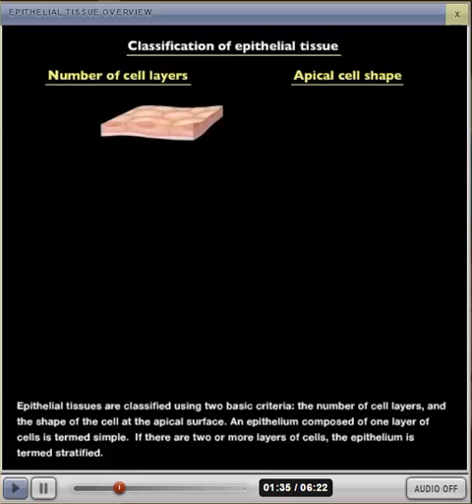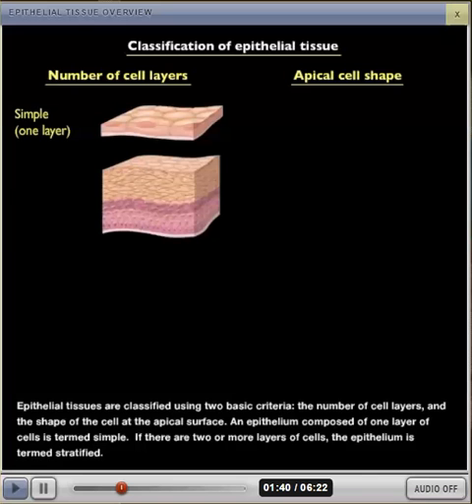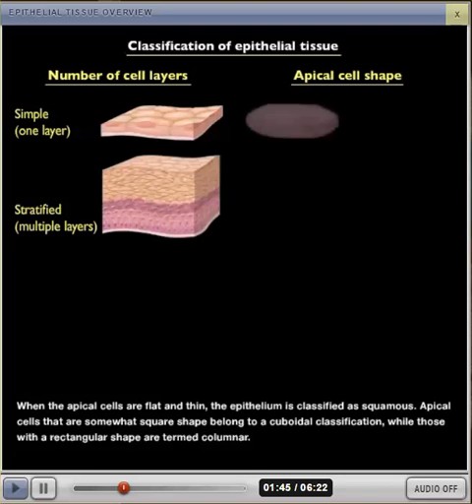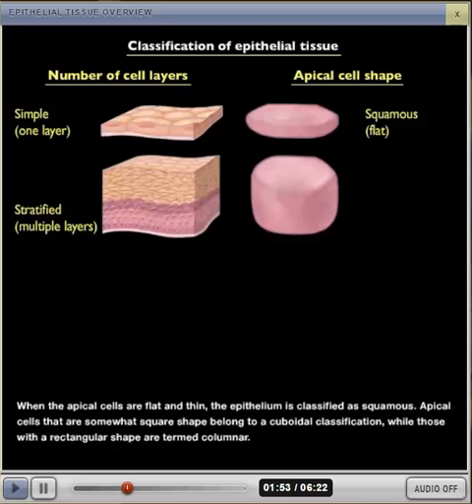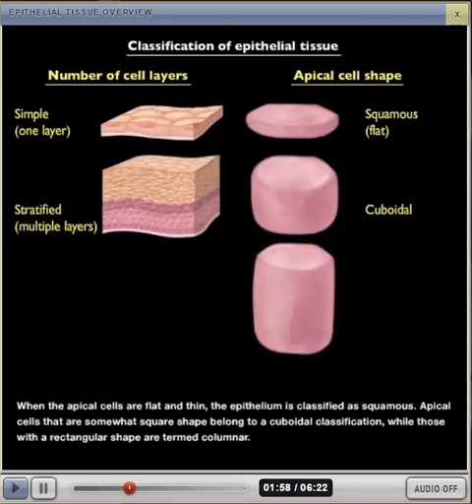Epithelial tissues are classified using two basic criteria: the number of cell layers and the shape of the cell at the apical surface. An epithelium composed of one layer of cells is termed simple. If there are two or more layers of cells, the epithelium is termed stratified. When the apical cells are flat and thin, the epithelium is classified as squamous. Apical cells that are somewhat square shape belong to a cuboidal classification, while those with a rectangular shape are termed columnar.